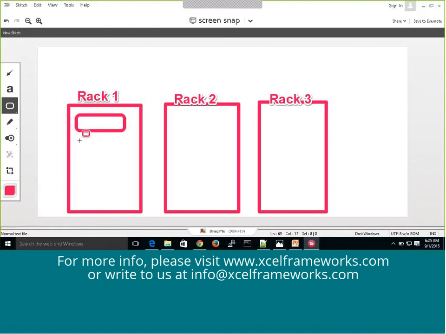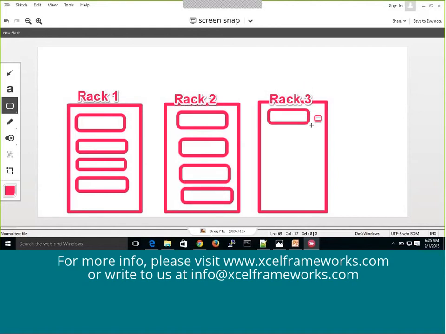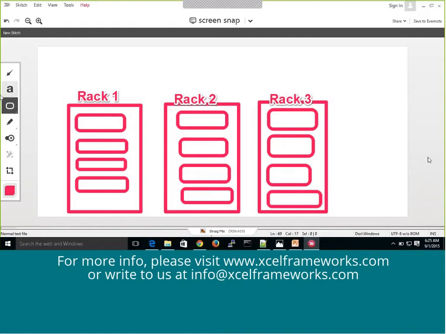4 data nodes on rack 1, 4 on rack 2, and 4 on rack 3. I have a 12 data node cluster. My data nodes are made up of 12 in total. Now the client says I want to write a file. Say for example, the file is made up of 3 blocks.